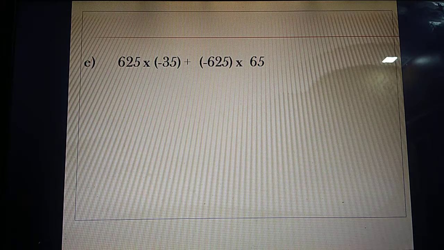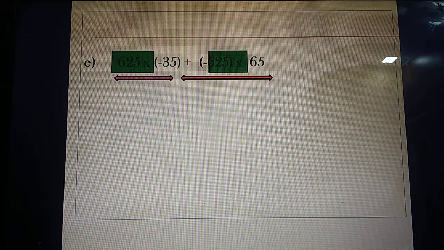Next, 625 into minus 35 plus minus 625 into 65. So here again there are two terms. First one this, second is this. The terms are separated with the use of a plus or minus sign. Now in both the terms, what is common? Yes, 625 and the into sign. So you will write it once.